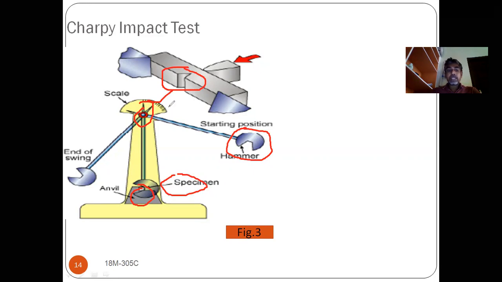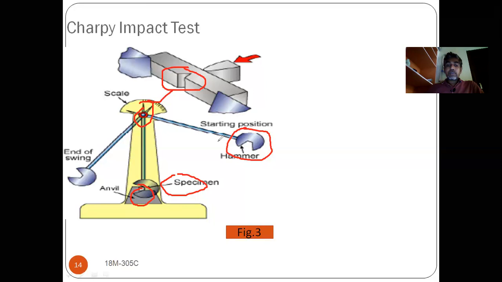I am repeating once again. See here, you have an anvil for placing the specimen. You place the specimen here, and you have a swing hammer here. This is the hammer portion, the swing hammer. It can swing about this fulcrum, and you have a calibrated scale here. The specimen has a V notch, and the load is applied on the back side of the specimen, that means on the back side of the V notch.